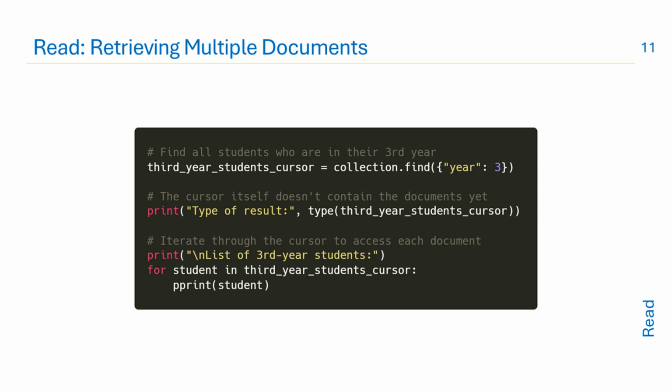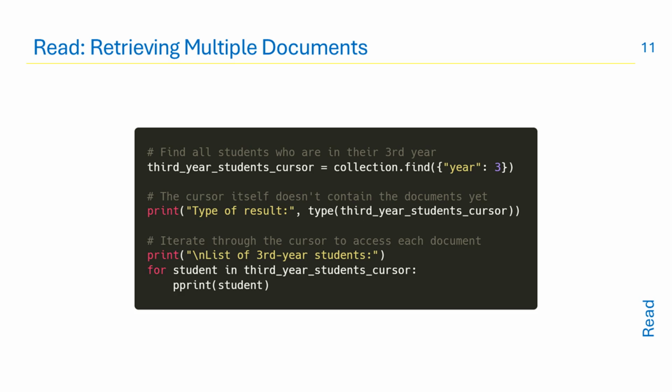Imagine if your query matched 1,000,000 documents. Loading all of them into your application's memory at once could cause it to crash. With a cursor, you can simply loop over it as shown in the for loop, and it will fetch the documents from the server one by one, or in small batches.